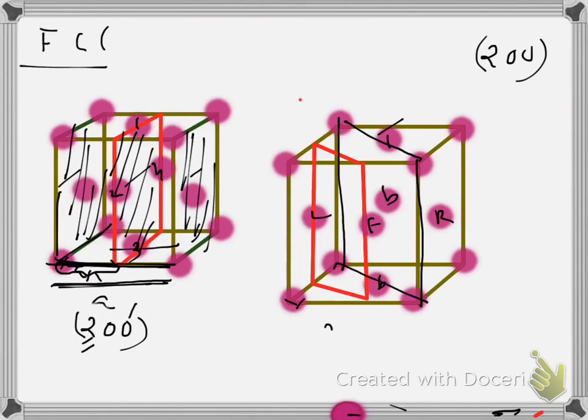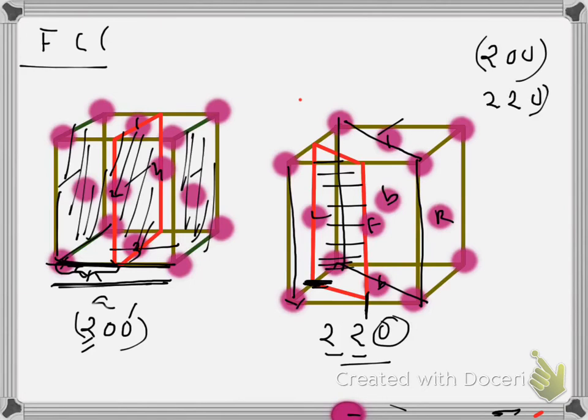This is called 2 2 0. We are always naming the plane close to the origin. This is the plane close to the origin, which has an intercept at 1 by 2 in the x axis, 1 by 2 in the y axis and is parallel to the z axis. So there is 0. The 1 by 2 intercept, when coming to Miller indices, becomes 2. By taking the reciprocal it becomes 2, 2, 0. So the second plane is 2 2 0.